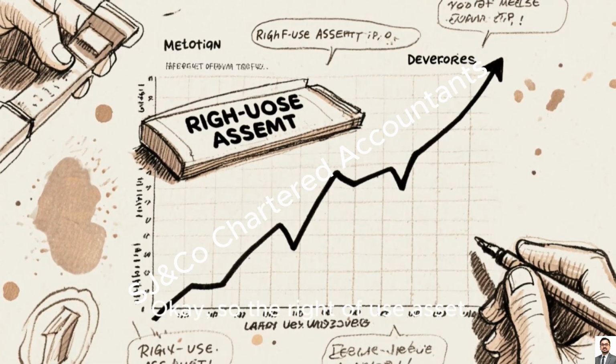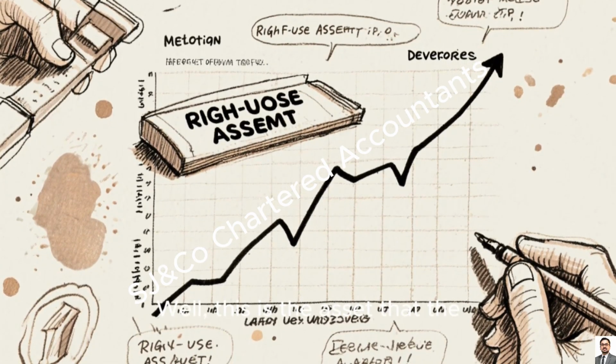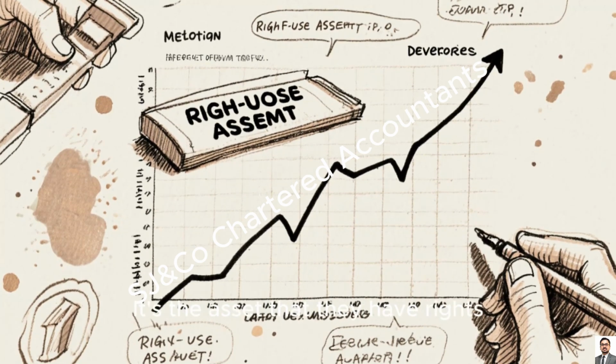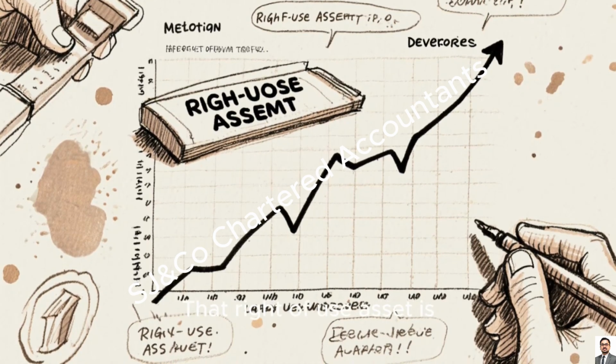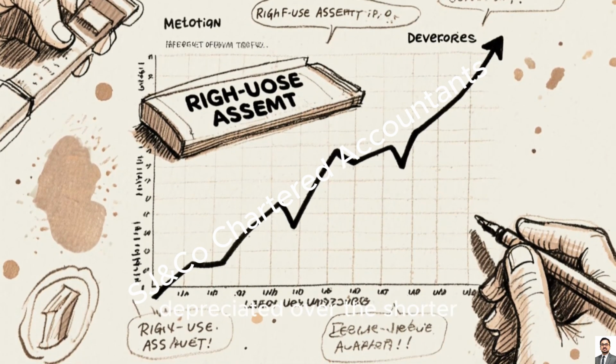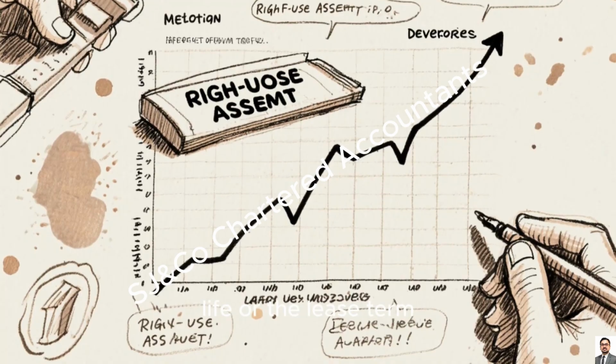Okay, so the right-of-use asset, what is that? Well, this is the asset that the company has from the lease. It's the asset that they have rights to use for the period of time specified in the contract. That right-of-use asset is depreciated over the shorter of either the asset's useful life or the lease term.